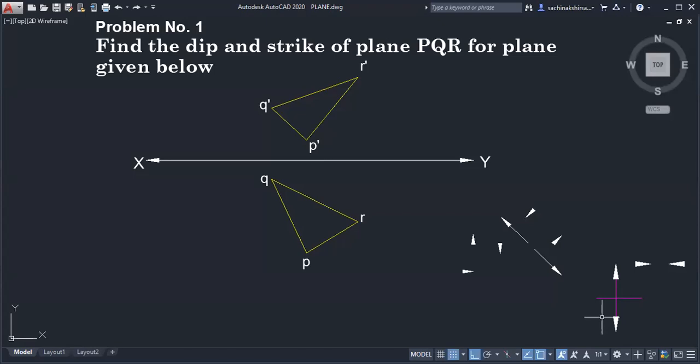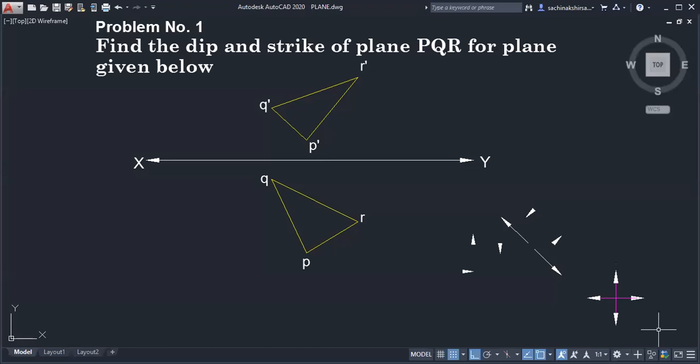Have you drawn? Yes, sir. Similar to this only we have to draw, nothing else. So what we have to do now?